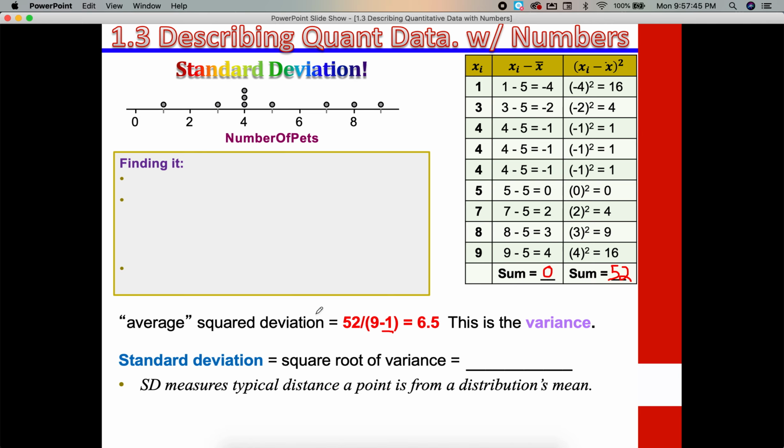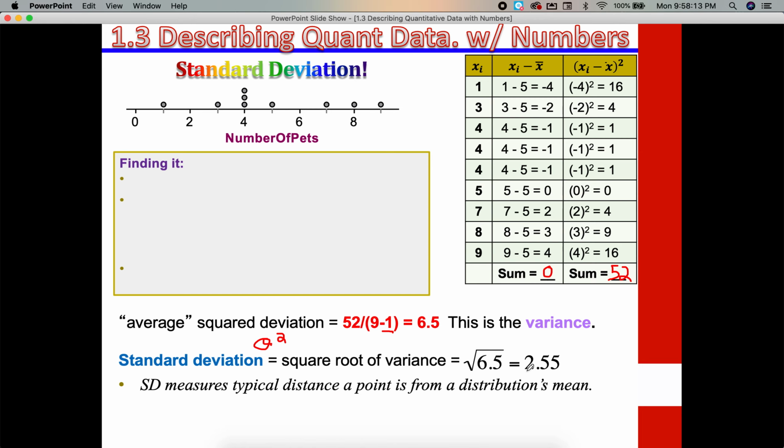But for now, just know that 6.5 is the variance in this case. It is the average squared deviation. And remember, too, that squared deviation, we could think of that like standard deviation squared. That's what variance is. It's sigma squared. So then if I want the actual standard deviation, I would square root that, and the square root of 6.5 is 2.55.